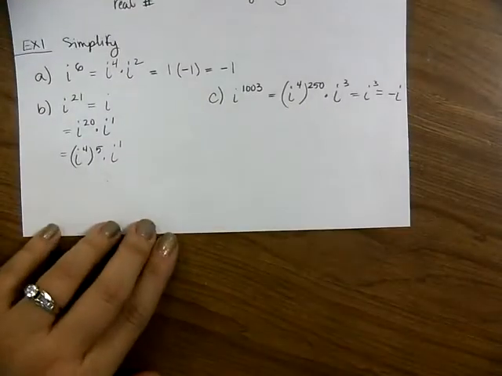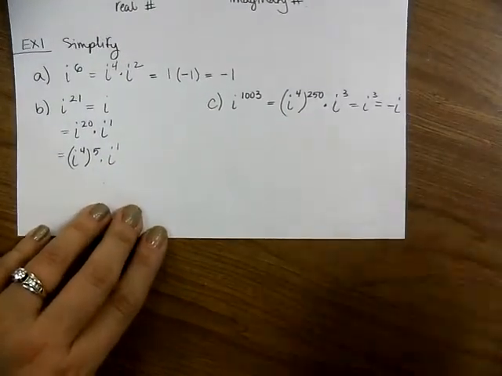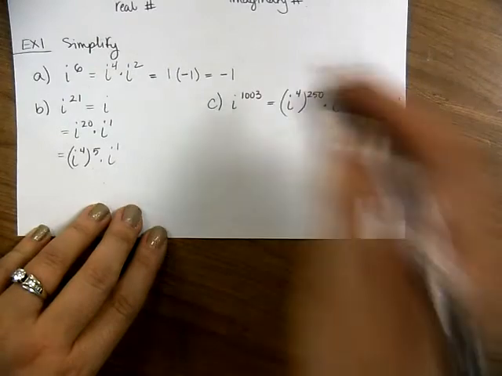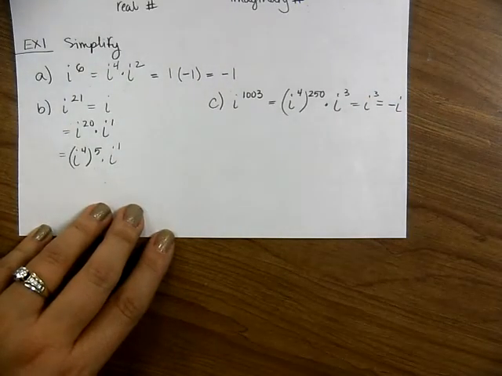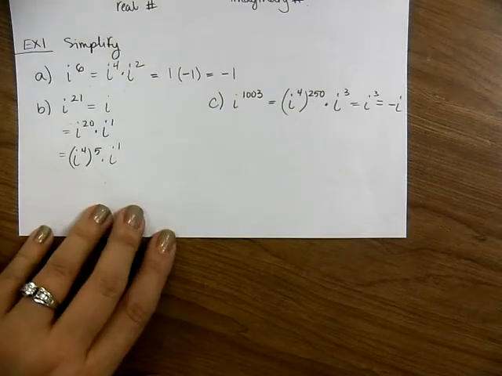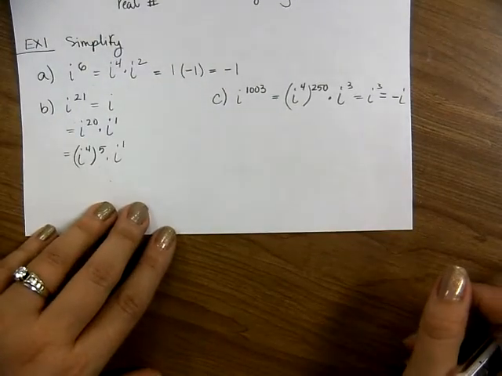Now, let me show you what we're really doing here. Okay, so now I'm going to give you the trick. All you have to do is take the exponent and divide it by 4. Because what you're really trying to determine is how many times does i to the 4th go into this, right?